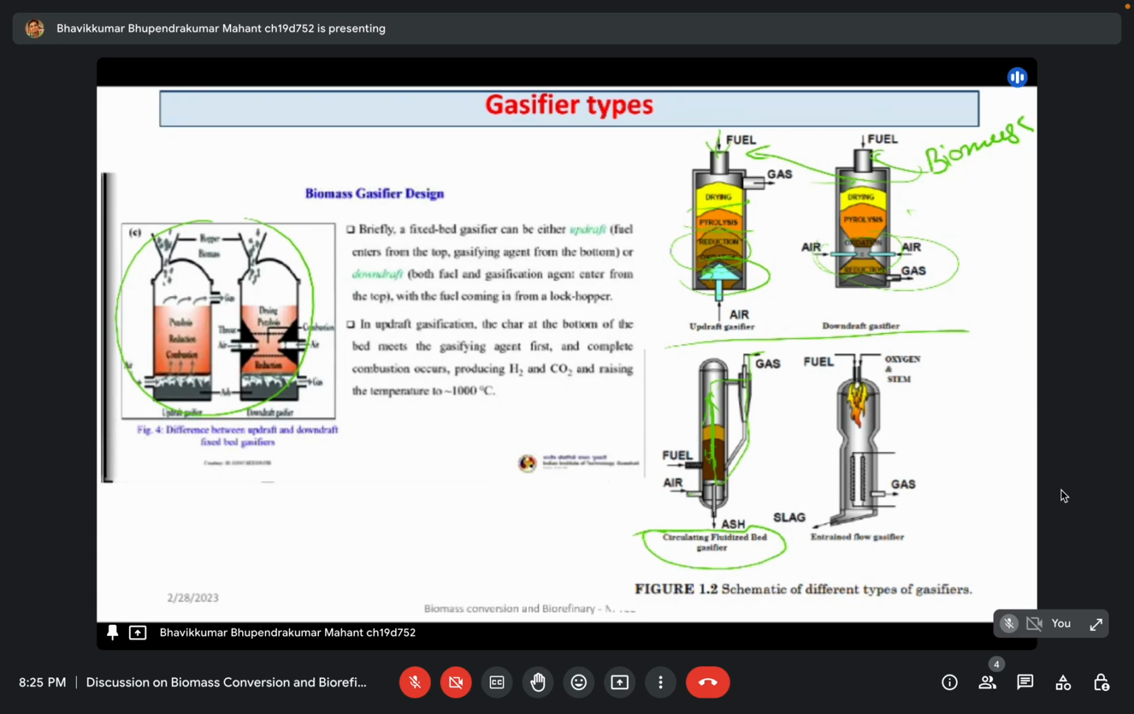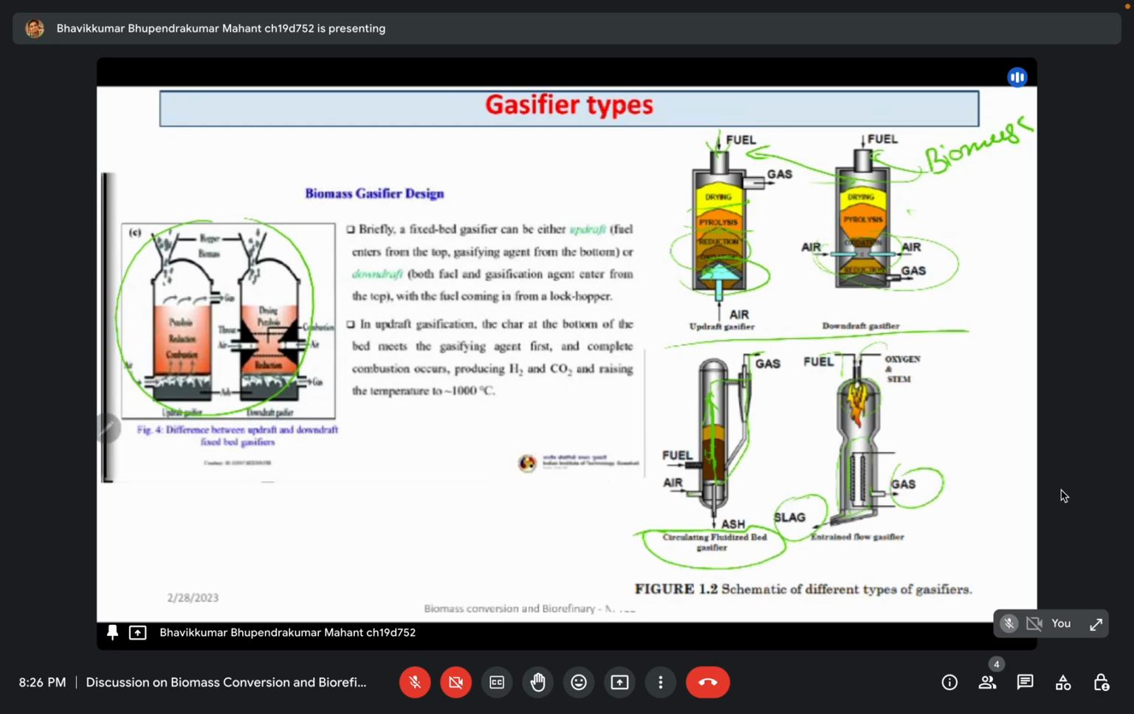And another is the entrained flow gasifier. Whatever fuel and oxygen you are putting in here, you provide high temperature, and then in between there is some entrainment, in the form of some packing or baffle and mechanical arrangement or configuration. So your product gas gets separated here, and whatever unnecessary products, the slag, will be separated out in the other direction.